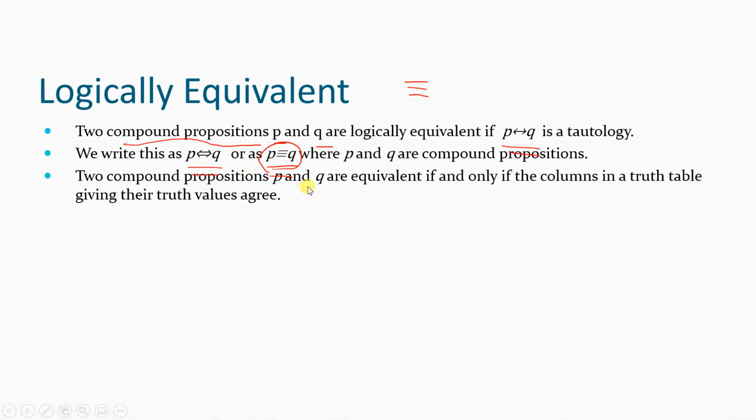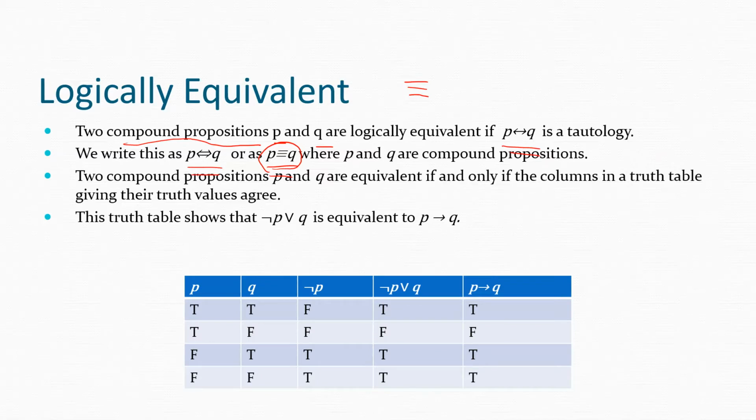Two compound propositions P and Q are equivalent if and only if the columns in the truth table giving their truth values agree. That is, if they have the same truth values, then the compound propositions are called equivalent. So the truth table shows negation P or Q is equivalent to P implies Q. Since two variables are used in this table, you can see that there are 4 rows in the table.